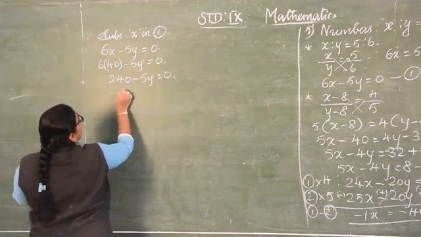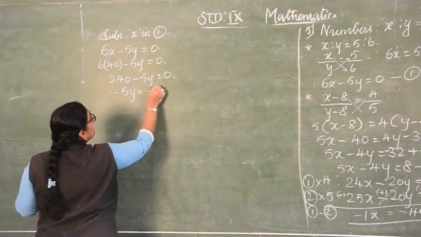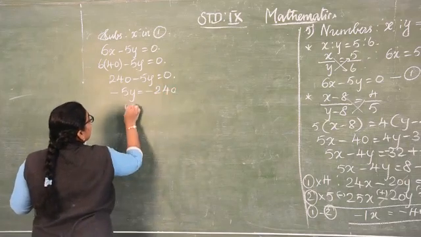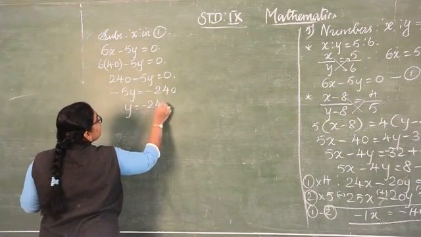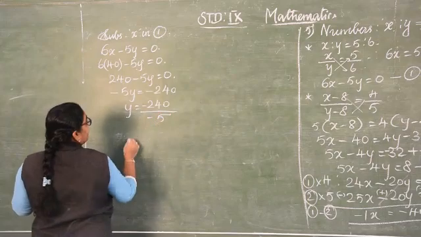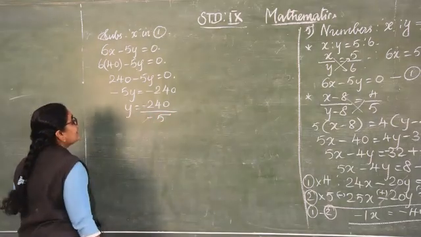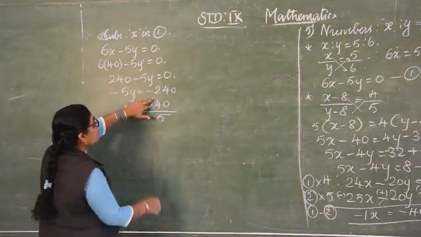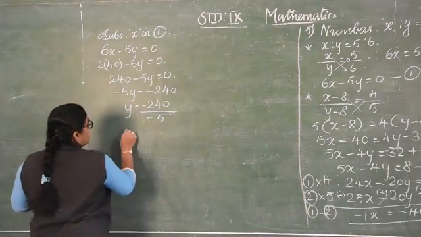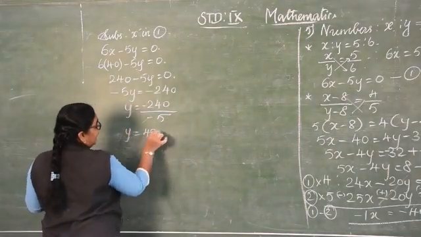Bring 240 to that side. 5y is equal to minus 240. y is equal to minus 240 by minus 5. So after cancellation, how much value? 5 8s are 40, so y is equal to 48.